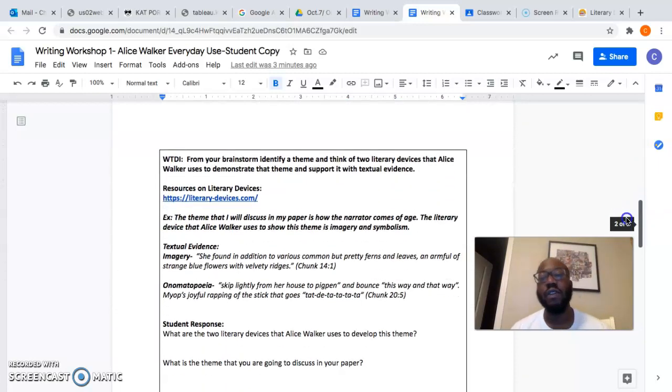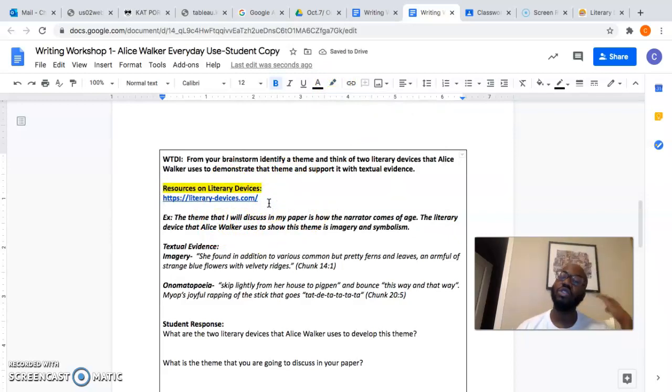The next thing is, from your brainstorm, I want you to identify a theme and think of 2 literary devices that Alice Walker uses to demonstrate that theme and support it with textual evidence. Resources on literary devices are right here. If you're not really familiar with literary devices or you just want to refresh your memory, you can go to this link.